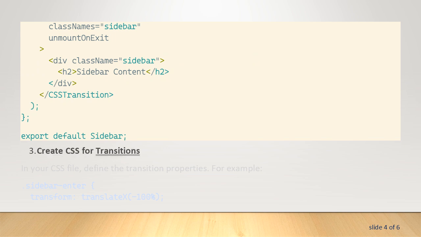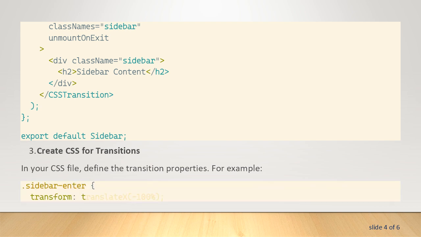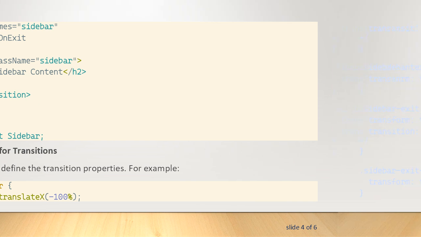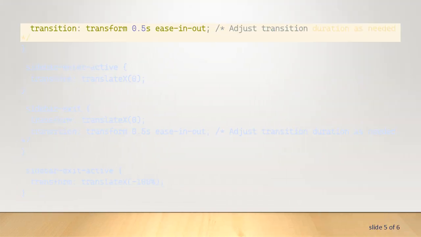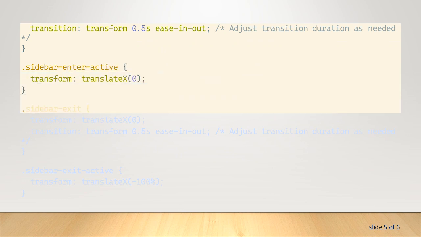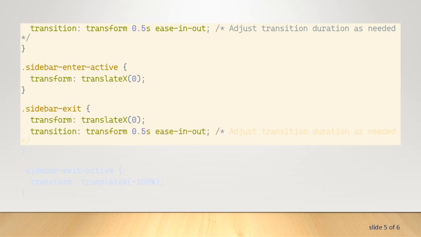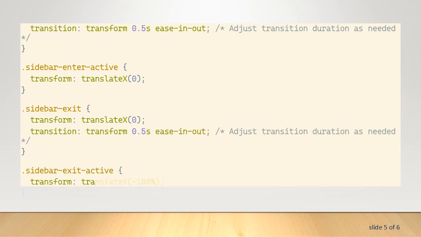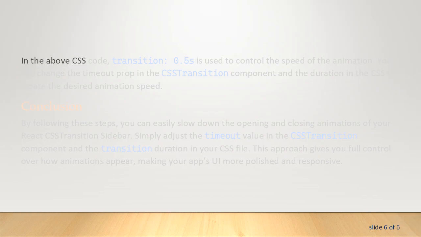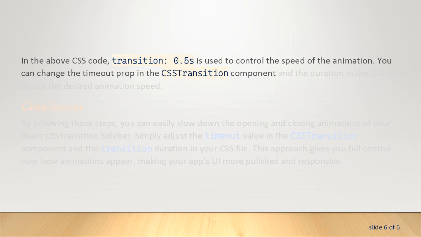Create CSS for transitions. In your CSS file, define the transition properties. For example, in the above CSS code, transition 0.5s is used to control the speed of the animation. You can change the timeout prop in the CSSTransition component and the duration in the CSS to create the desired animation speed.